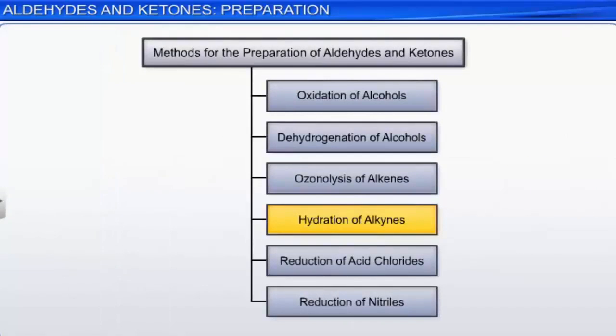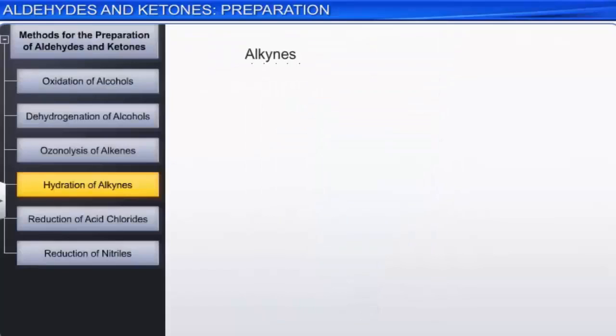Hydration of alkynes is yet another method for the preparation of carbonyl compounds. This method involves the addition of water to alkynes in the presence of mercuric sulfate and sulfuric acid to form aldehydes or ketones as the final product.